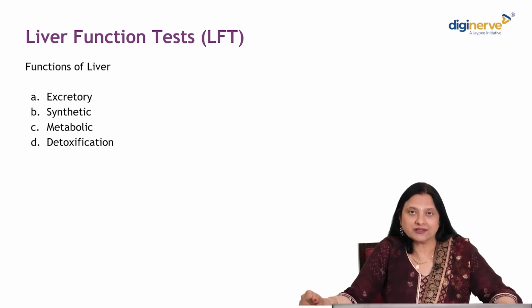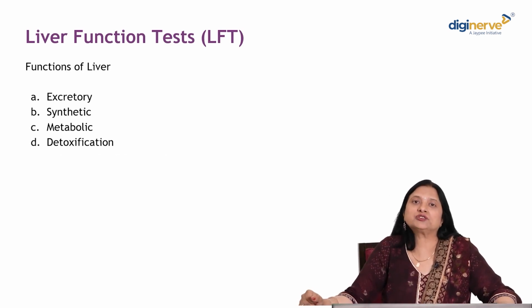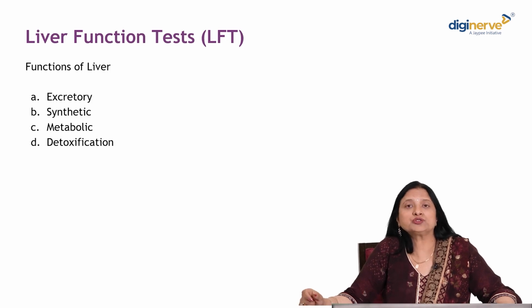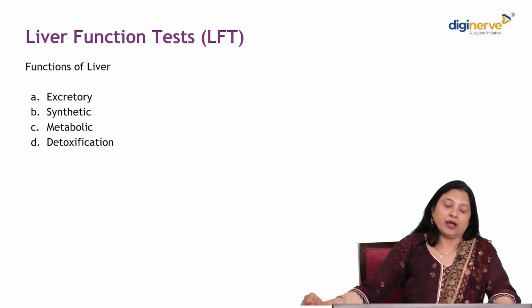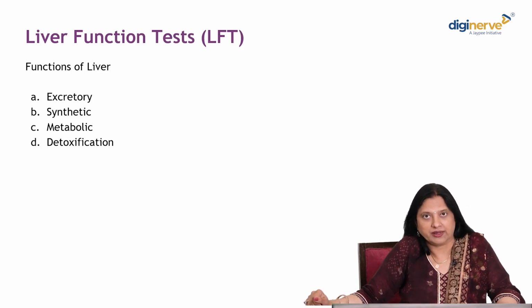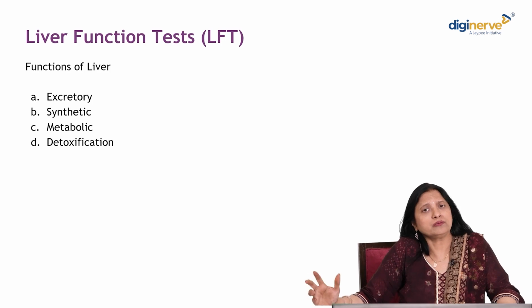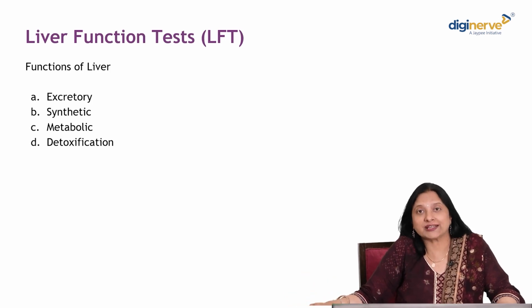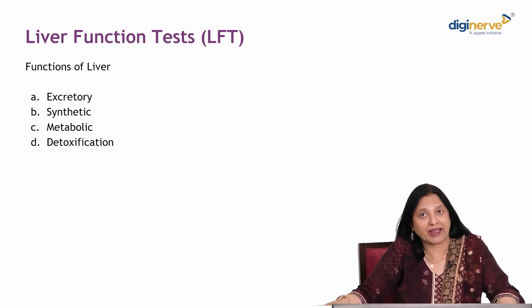So let us first describe the various functions of the liver. It's very important for us to first know what are the various functions performed by the liver. Only then shall we be able to understand what will happen once these functions get deranged. As we all know, the liver is the central metabolic organ, and it performs a variety of functions, which include excretory functions. It is responsible for excretion of endogenous substances like bilirubin and bile acids.